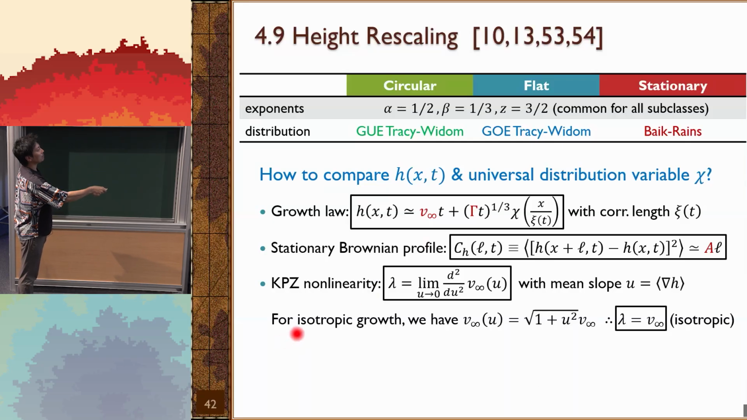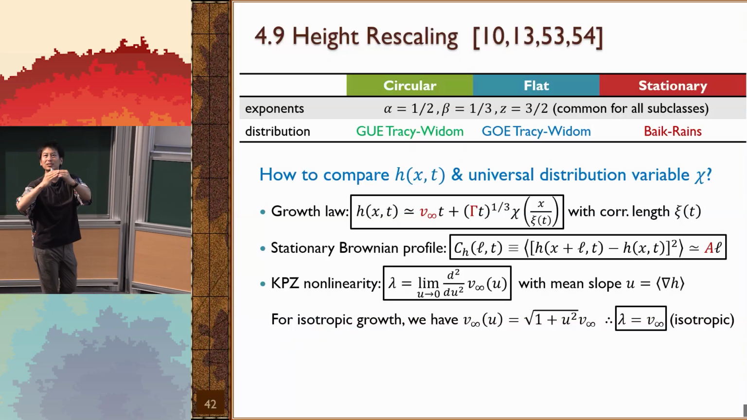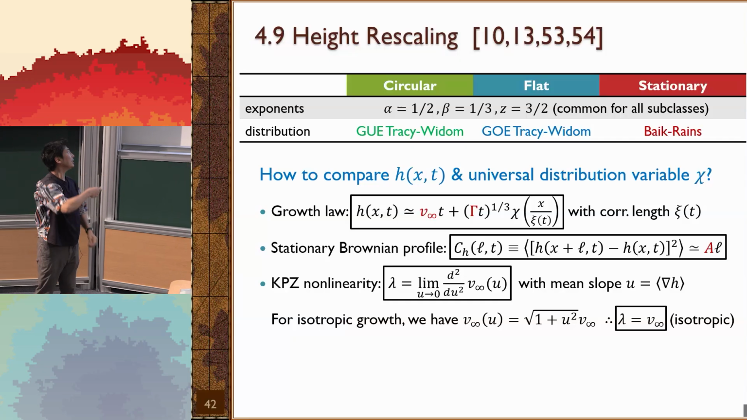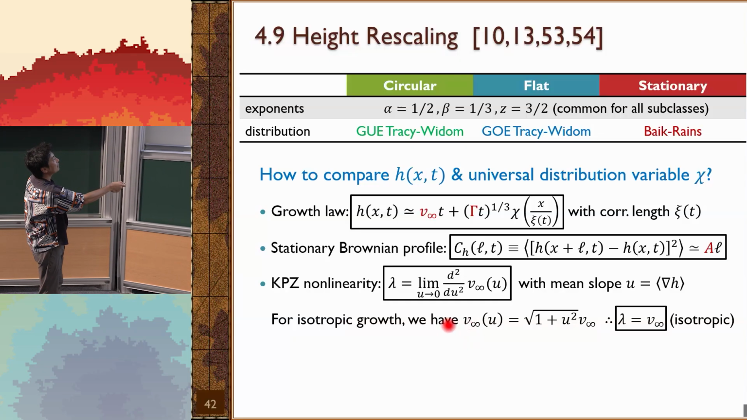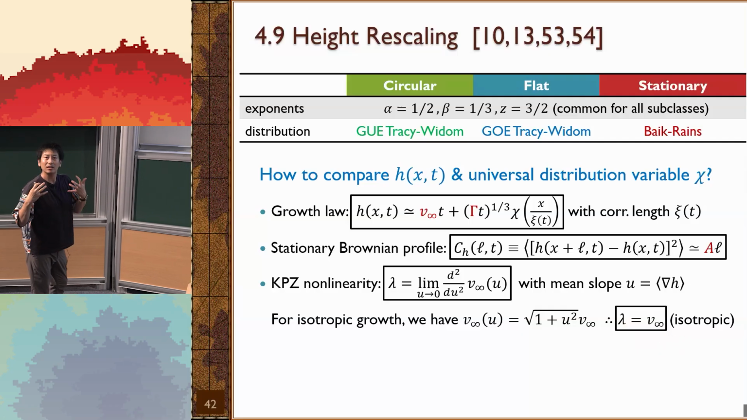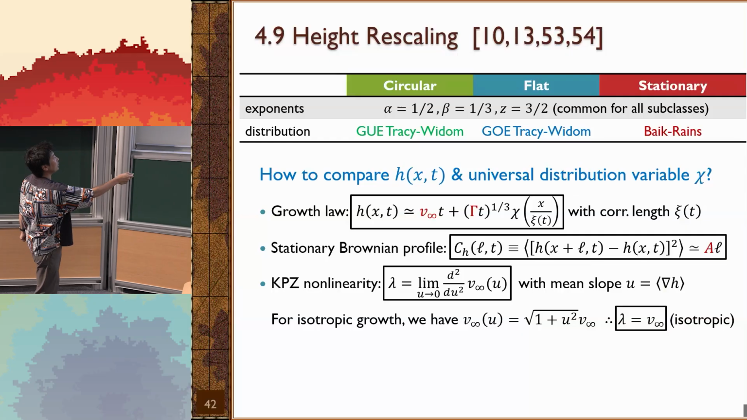And for some simple case, the case of isotropic growth, where the interface wants to grow in all directions at the same speed, we can derive that v infinity should look like this as a function of u. And from this, if we put it into this equation, we get lambda equal to V infinity. So in the case of isotropic growth, which is not unusual in experimental systems, we don't need to evaluate this equation, you just evaluate this V infinity, which is the asymptotic growth speed, and then you get lambda.